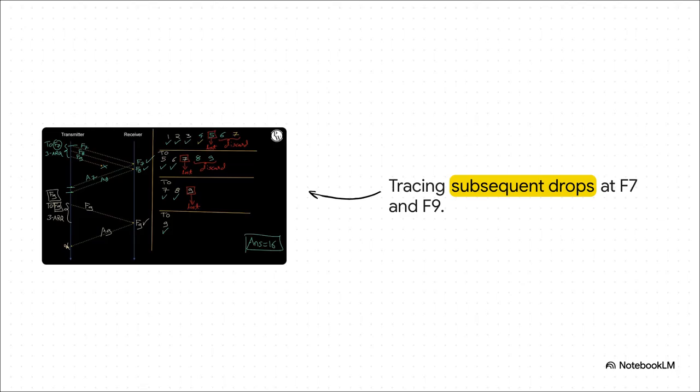Finally, Station A times out and sends frame 9 one last time. That is transmission number 16. It arrives successfully, and we are finally done. So the final answer is exactly 16 transmissions. Stepping through it step by step like this just proves the math every single time.